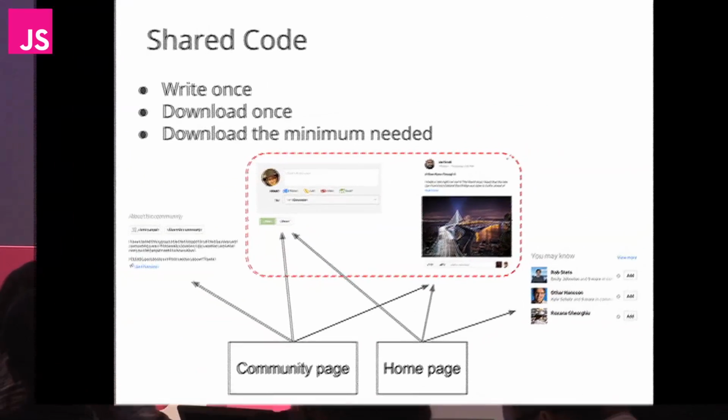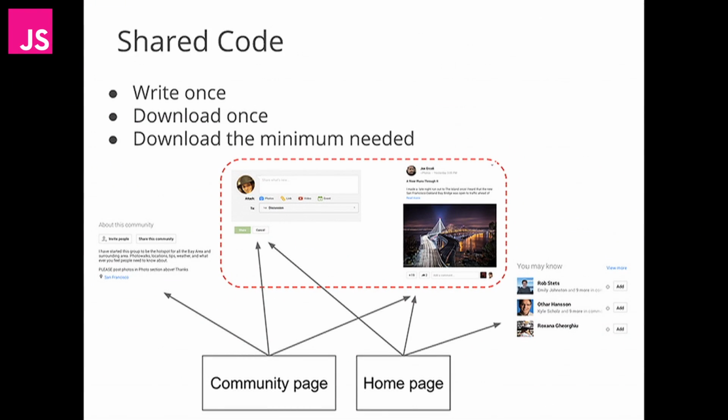So let's take the example of the homepage and the community page. We know that they both need to render posts, they both need to render a share box, and so they have some common code for that. In addition to that, they have unique UI elements for their own pages. But for this common code, we want them to be able to write this only once, download it only once to the browser, and download only the minimum code they need.